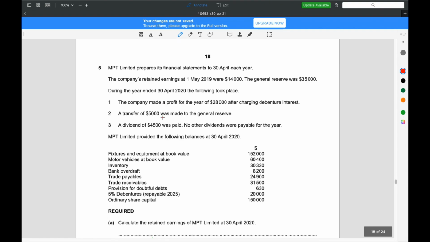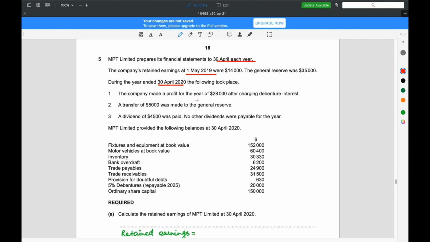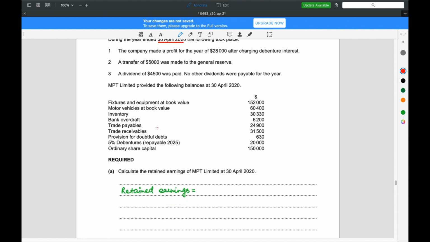All right. So question 5. He says MPT Limited prepares its financial statements to 30th April each year. And then retained earnings, the general reserve, these are the brought downs, and then during the year ended 30th April, this is the year end, the following took place. The company made a profit of... so he's giving you some information here.